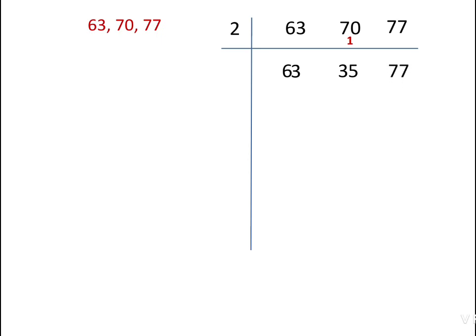Next, 63, 35, 77. 2 is not divisible here. Next we check if 3 is divisible. Yes, in 63, 3 is divisible because 6 plus 3 is 9, and 9 is a multiple of 3. So 63 is divisible by 3. Okay, let's see. When we take 3, in 63, the first number is 6. In 6, how many 3?